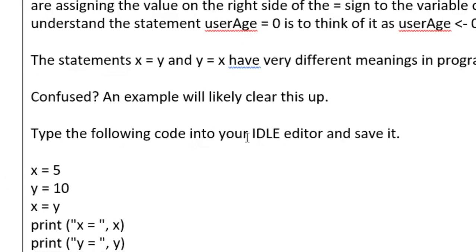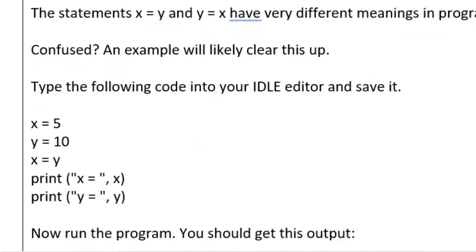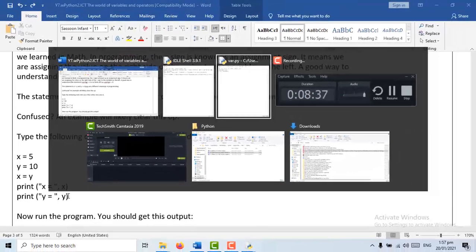Type the following code into your IDLE editor and save it. So I'm going to type x = 5, y = 10, x = y, and then print both values, x and y. I'll head to my text editor.